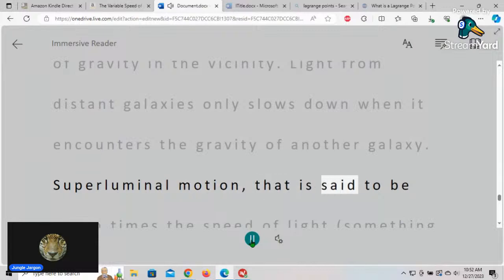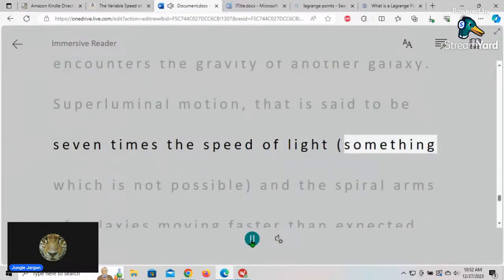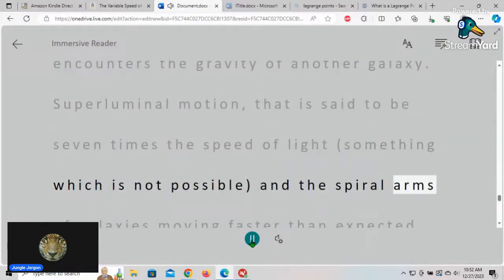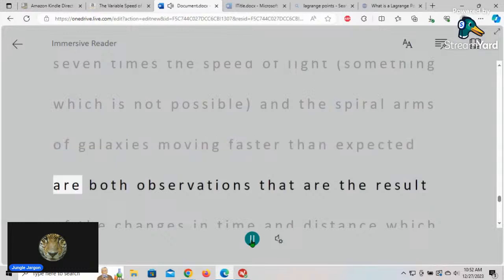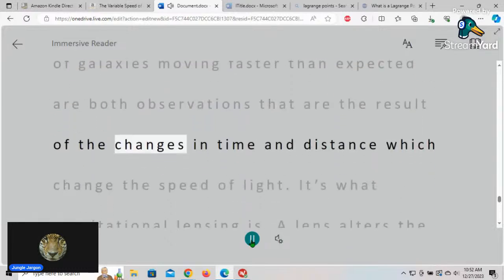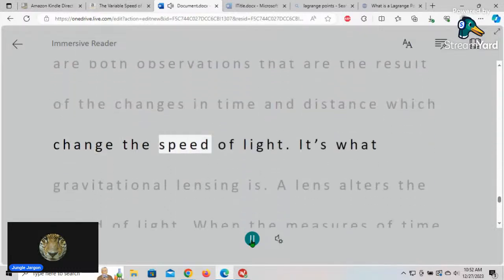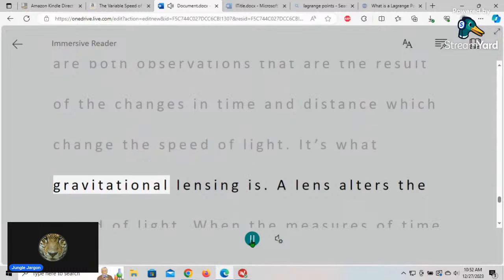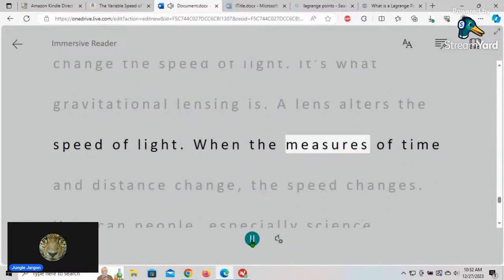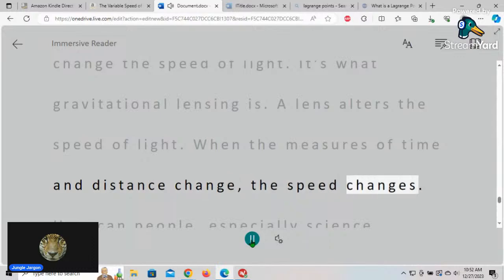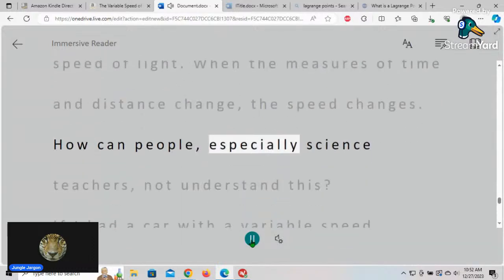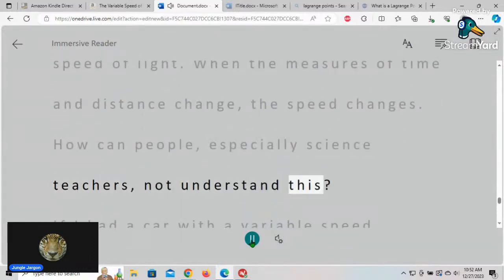Superluminal motion, that is said to be 7 times the speed of light, something which is not possible, and the spiral arms of galaxies moving faster than expected are both observations that are the result of the changes in time and distance which change the speed of light. It's what gravitational lensing is. A lens alters the speed of light. When the measures of time and distance change, the speed changes. How can people, especially science teachers, not understand this?